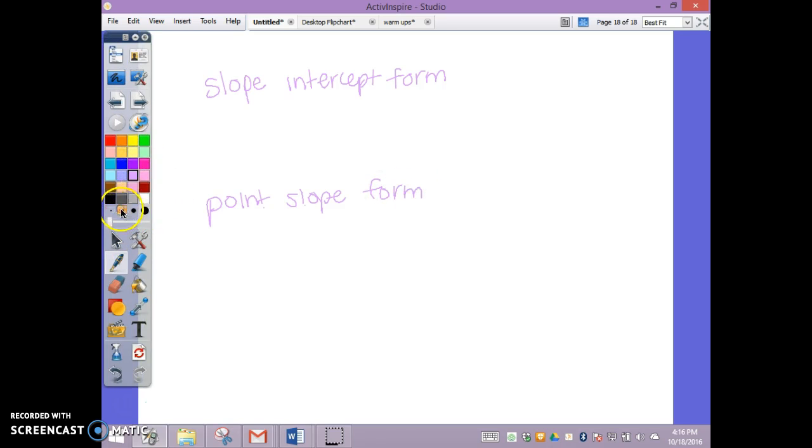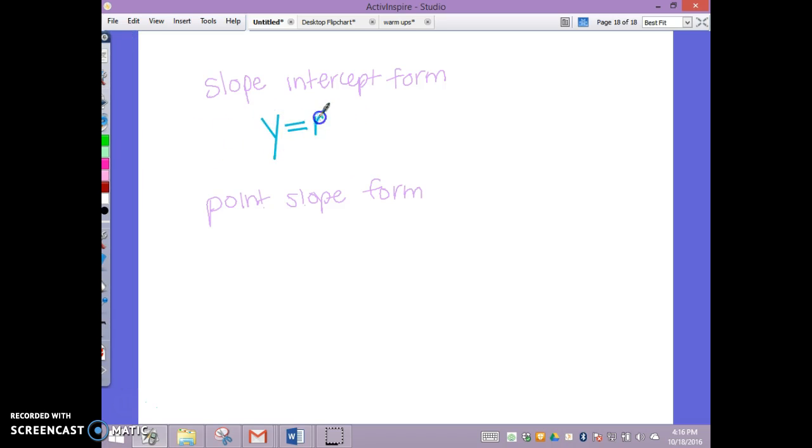Slope-intercept form is a very helpful equation that we use when we are graphing linear equations, lines. y equals mx plus b. m stands for the slope, and b stands for the y-intercept.